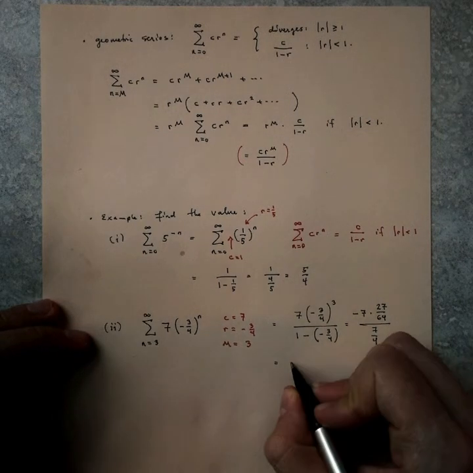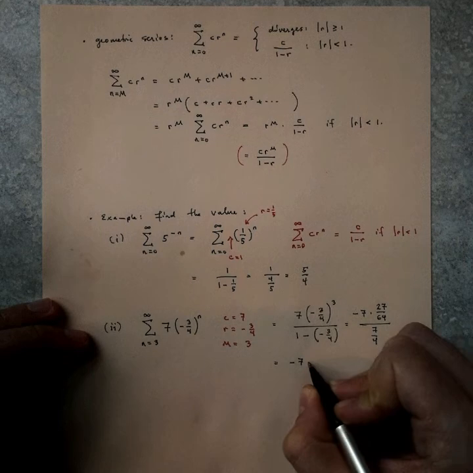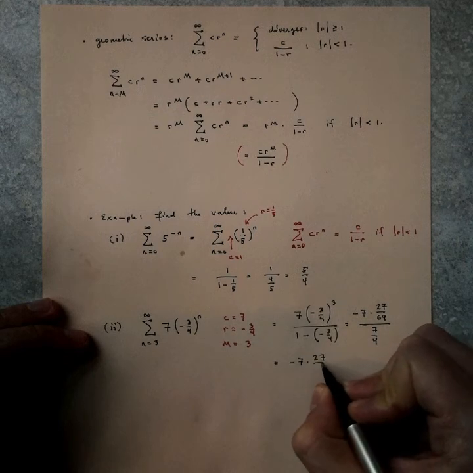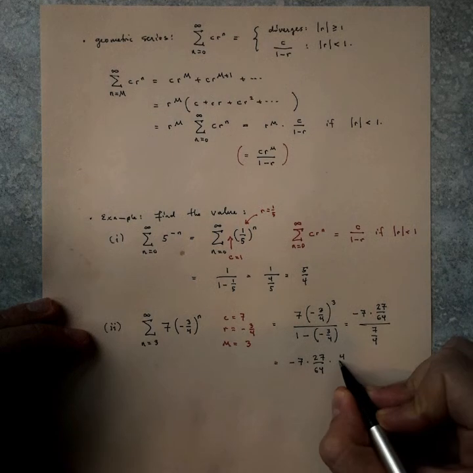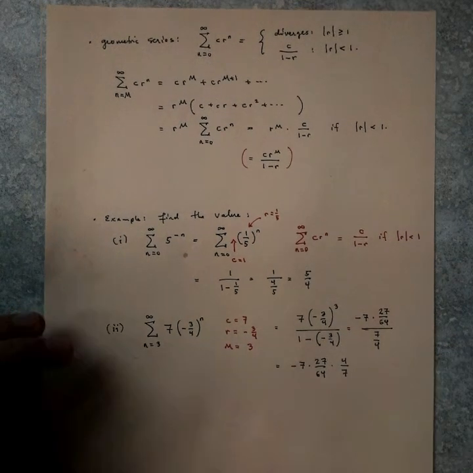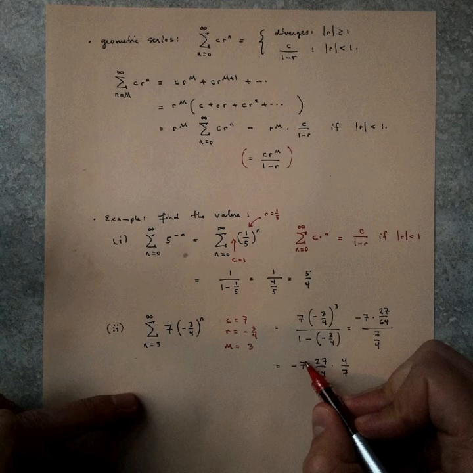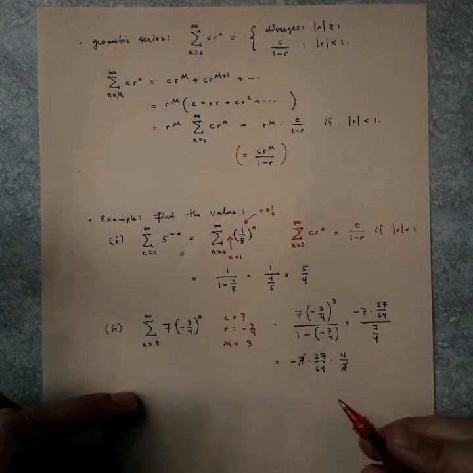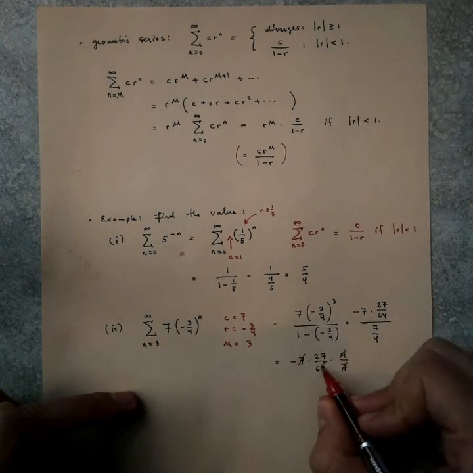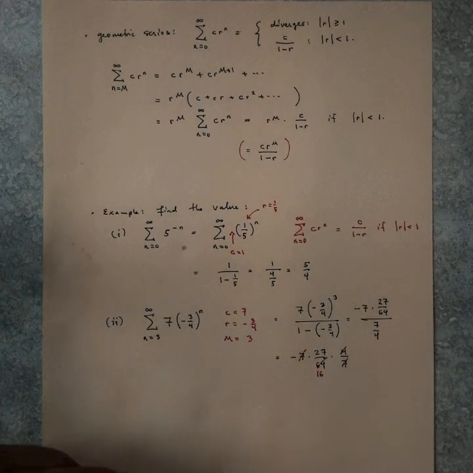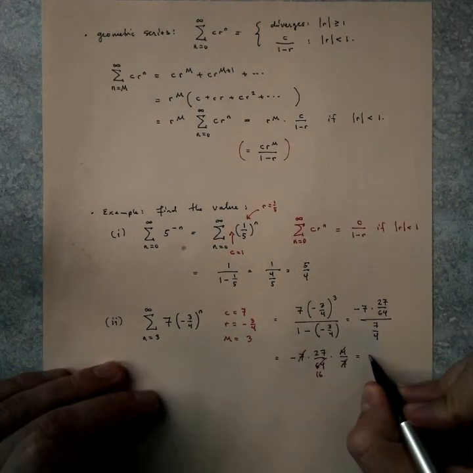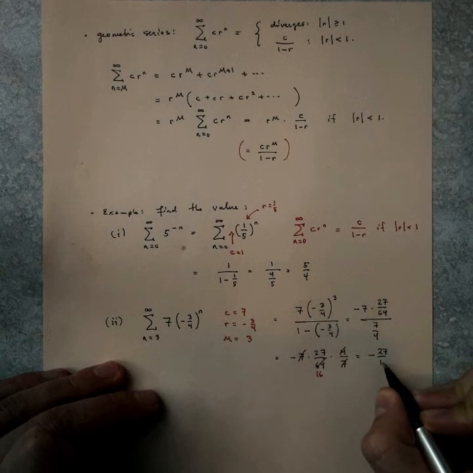So when I simplify this, I have minus a seventh times 27/64 times, multiplied by the reciprocal, 4/7. Now these 7's are going to cancel out, and 64/4 will cancel out to 16. So this is equal to negative 27/16.